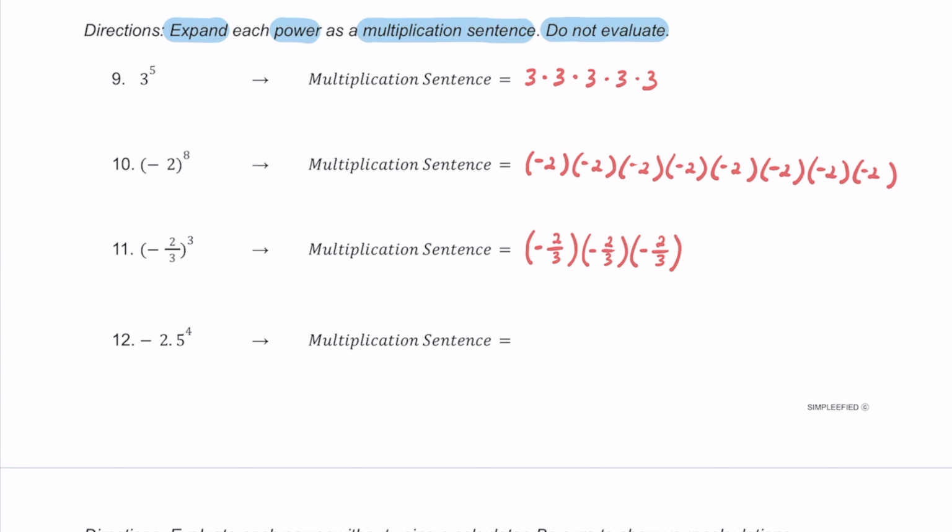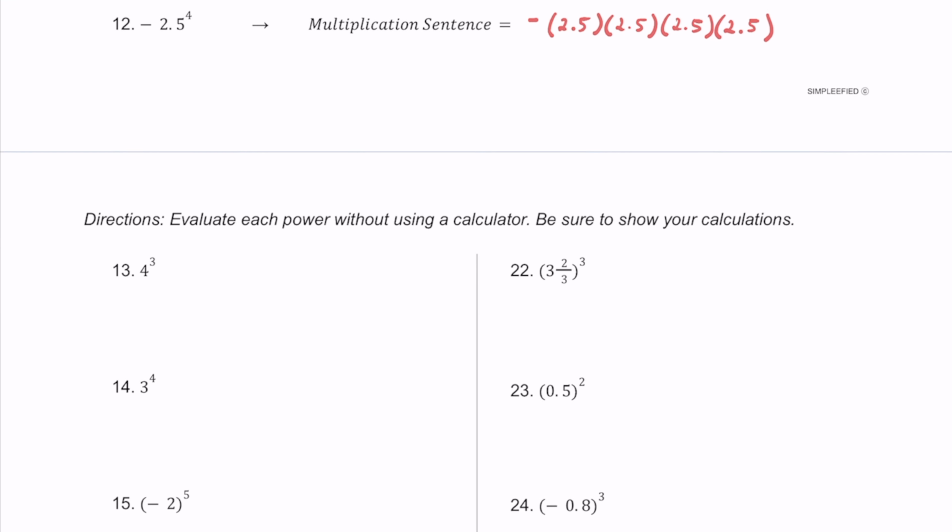Finally, for number 12, we have -2.5 raised to the 4th power, but notice how there are no parentheses here. So what's really being raised to the 4th power? It's not -2.5, it's just one of these 2.5. So we have a negative in front, and then we're going to have 2.5 multiplied by 2.5. That's 2 of them. Here's a 3rd one, and here is a 4th one. So be careful here. If the negative's not inside the parentheses, there's only one negative, and there are 4 positive 2.5s multiplied together. Now hopefully we understand exponents and powers just a little bit better.